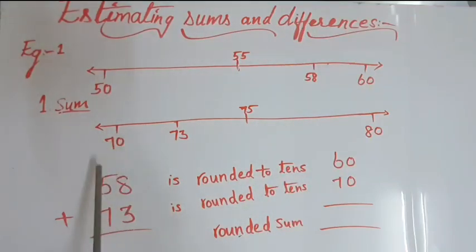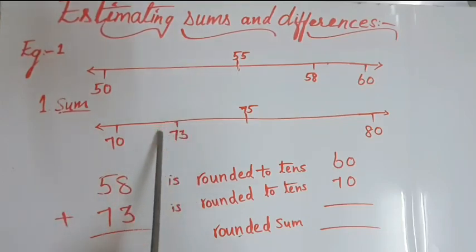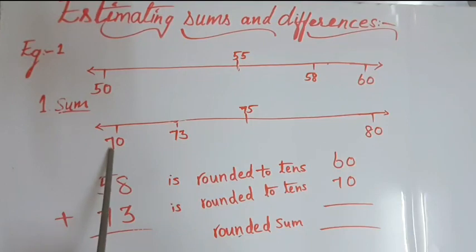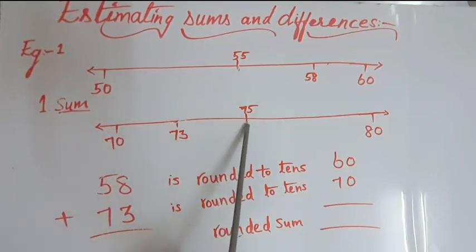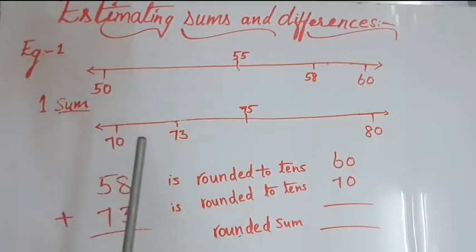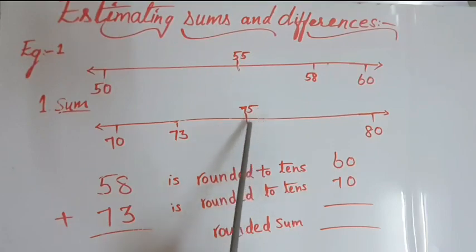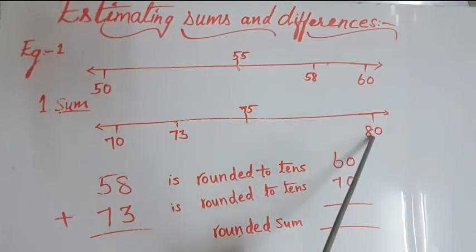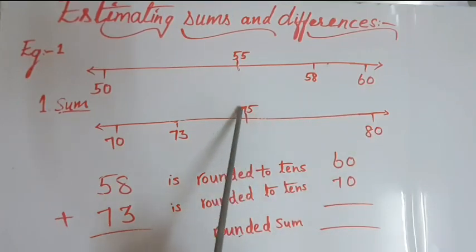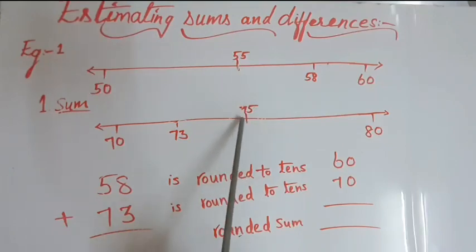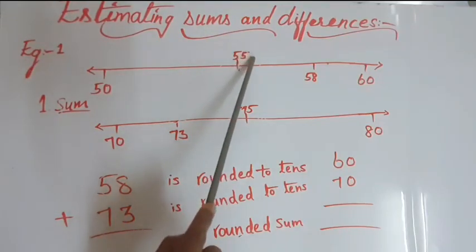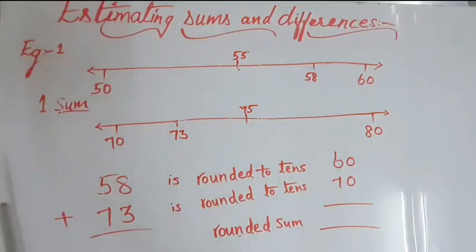In the same way, the other number in our question is 73. So 73 is nearest to 70. If there is a 5, like 75 or 65 or 55 or 35, then it is in between. So we always assume that a 5 rounds up to the next tens, that is 80. For example, 75 means we have to assume 75 is nearest to 80. In the same way, if there is a 55, it is nearest to 60.